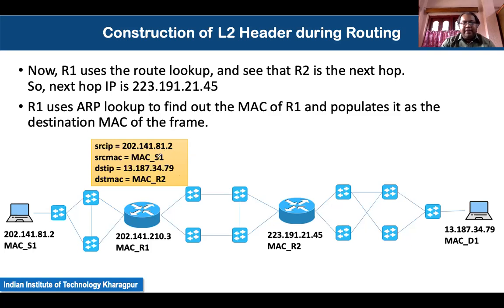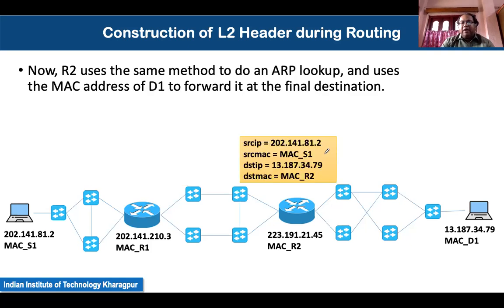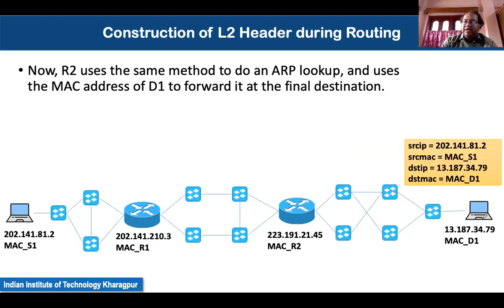So the source MAC will be changed to, there is a typo here, the source MAC will be changed to MAC underscore R1 and the destination MAC will be MAC underscore R2. And the packet will be forwarded to the next hop using the spanning tree protocol that we have discussed earlier. And the same mechanism will be repeated to find out the MAC address with the help of ARP at every hop, and finally the packet will be forwarded to the final destination.